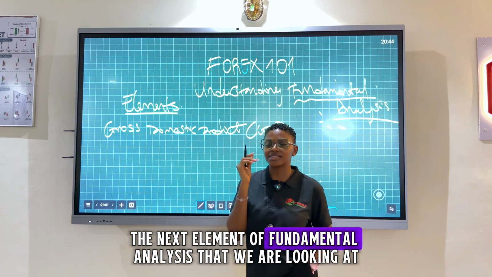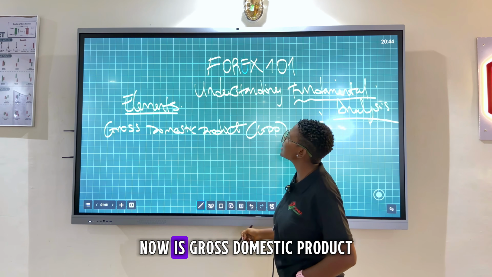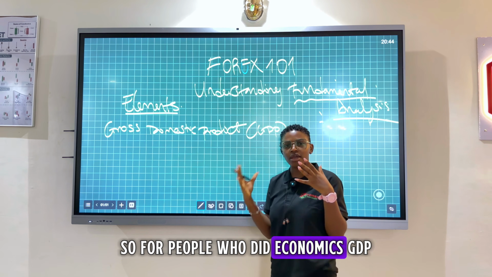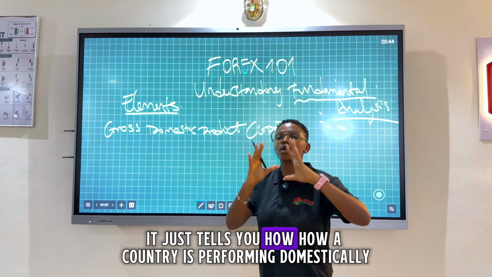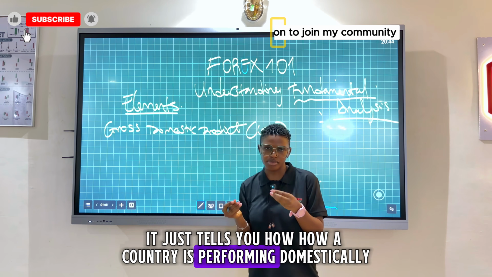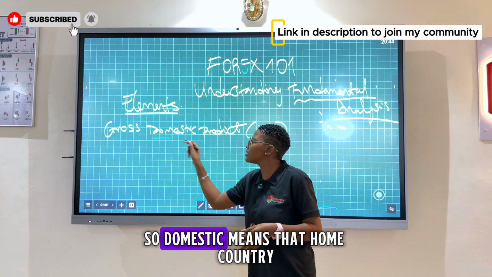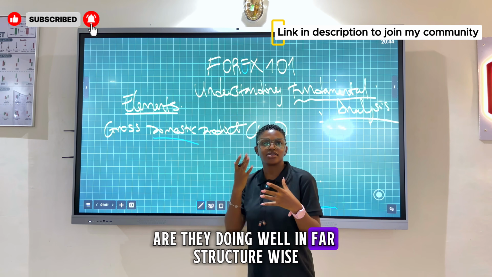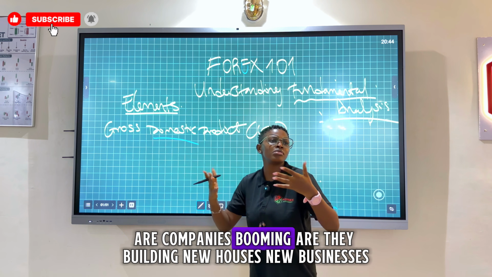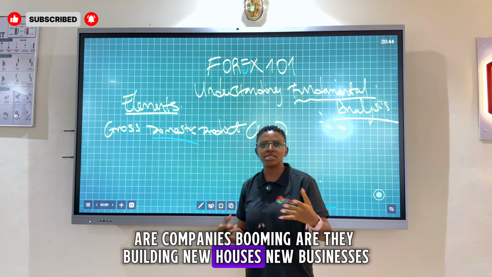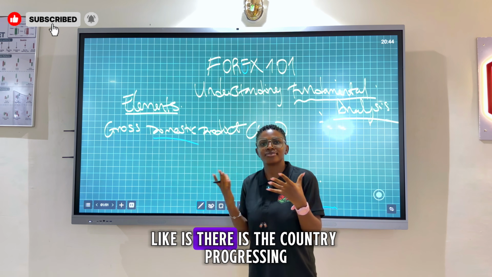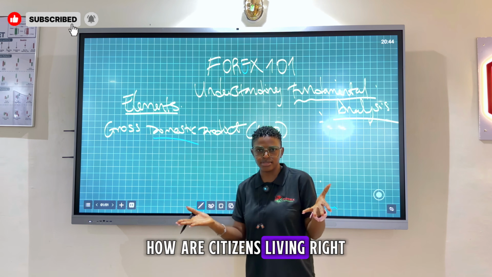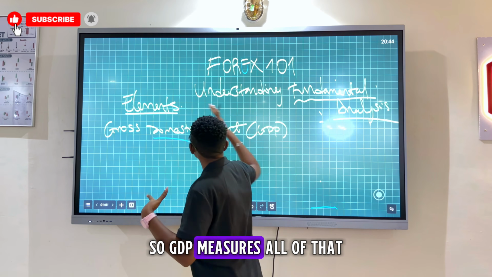The next element of fundamental analysis that we are looking at now is gross domestic product, in bracket GDP. So for people who did economics, GDP just tells you how a country is performing domestically. So domestic means that home country. Are they doing well? Infrastructure wise, are companies booming? Are they building new houses, new businesses? Like, is the country progressing? Is the country doing well? How are citizens living? Right? So GDP measures all of that.